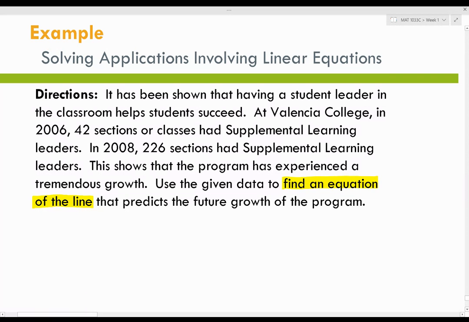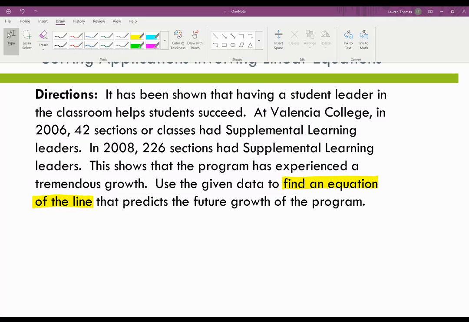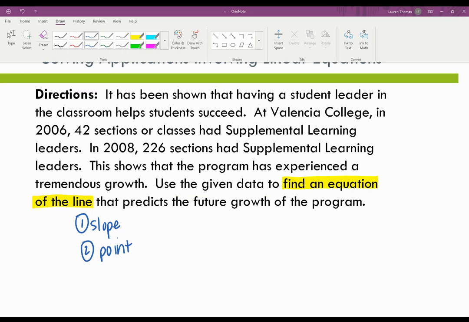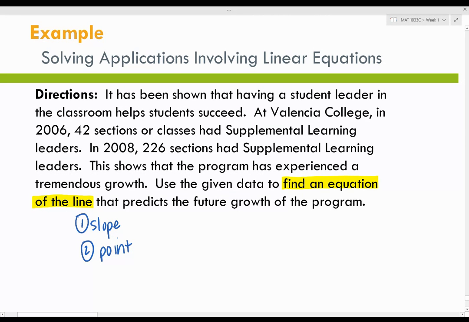If they want us to find the equation of the line, remember in order to do that, you need two things. You need to know the slope, and you need to know at least a point. Now, as we look at this problem, we haven't explicitly been given the slope or points per se. So what we do know, let's go back and highlight that. We do know that in 2006, there were 42 sections or classes that had supplemental learning leaders. And in 2008, there were 226 sections.